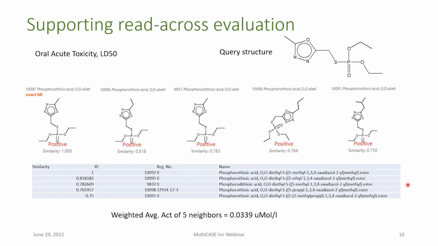So when you run this query structure with our models, you will receive the closest, for example, 5 analogs, which are listed here. One of them happens to be an exact hit, which is exactly the same compound. For each analog, you will have the similarity degree and your available information. I omitted putting toxicity values, but of course you will have toxicity values in here. Using this information, you can calculate by yourself, or the program will do it for you. It will calculate a weighted average out of 5 neighbors, which comes up with this value.